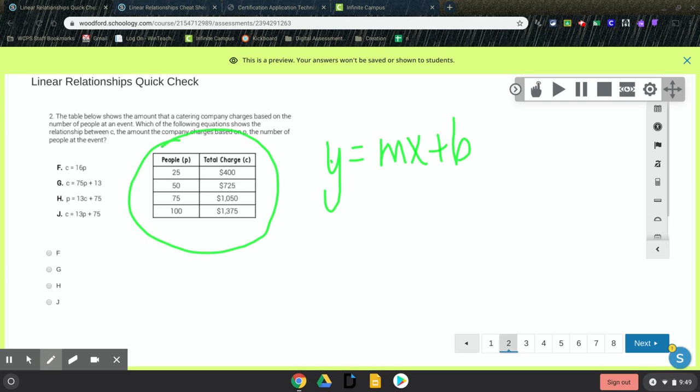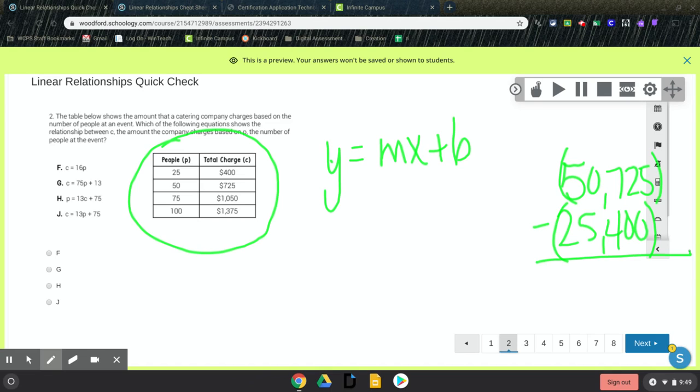Take 2 points and find your slope. So stack and subtract. So let's do 50 and 725. Subtract 25 and 400. And whenever you subtract those, remember this one will go on top because it's your y. And this one will go on the bottom because it's your x. So y over x. Once you do that, you should be able to figure out which equation is the correct one.